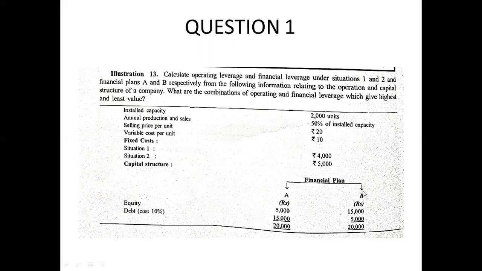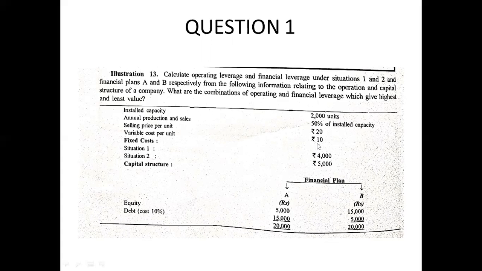What else is given to us in the question? They say that installed capacity is 2,000 units, but our annual production is currently only 50% of installed capacity, which means only 1,000 units. Selling price is 20 rupees. Variable cost is 10 rupees. So what will be the contribution per unit? 20 minus 10, that is 10 rupees. And what will be the contribution?